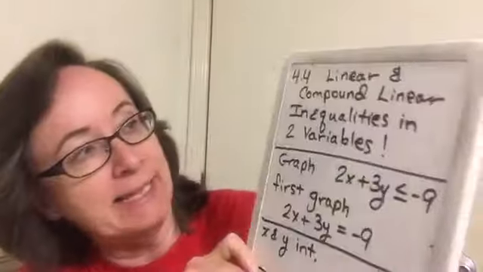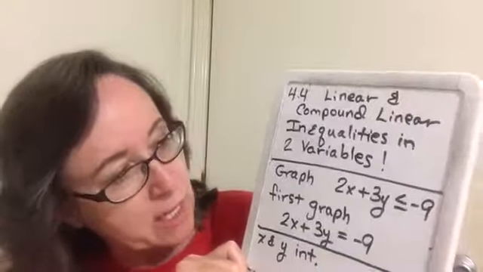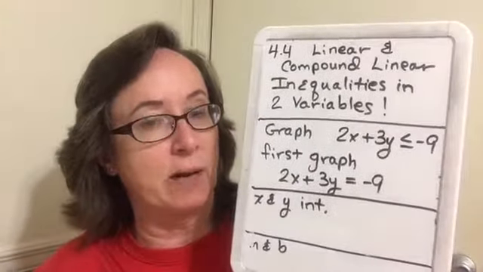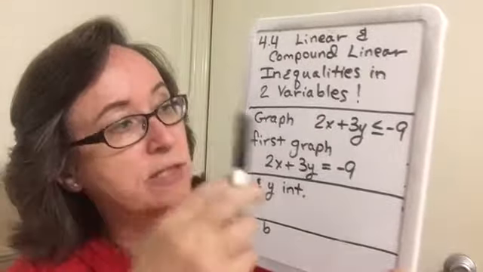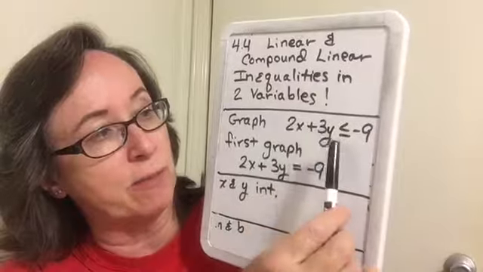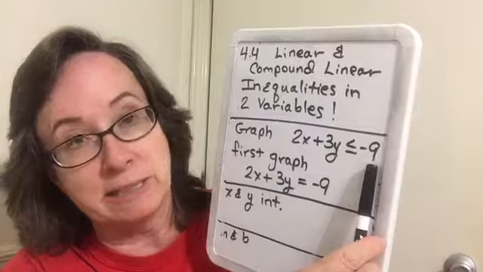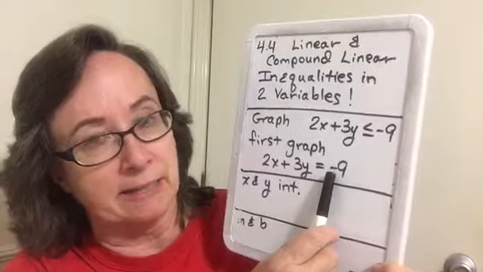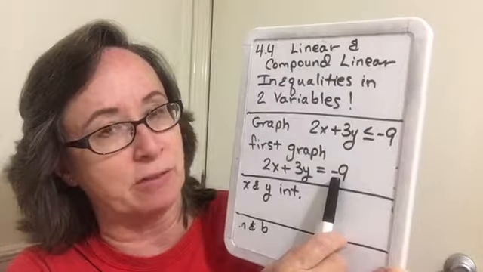This is Mrs. A, and we are doing 4.4, which is linear and compound linear inequalities in two variables. Okay, so we're going to start with a problem. Anytime we're graphing inequalities, we want to first graph the associated line. So even though 2x plus 3y is less than or equal to negative 9 is what we want to graph, the first thing we want to graph is the line 2x plus 3y equals negative 9. If we can't graph the line, we certainly won't get the inequality graphed correctly.